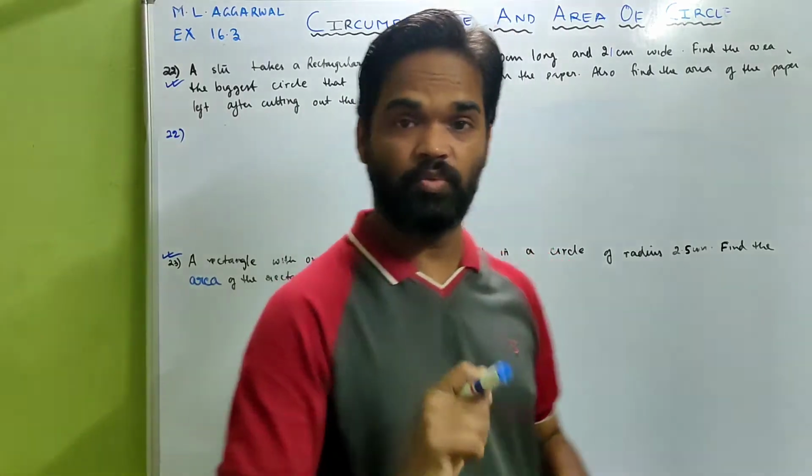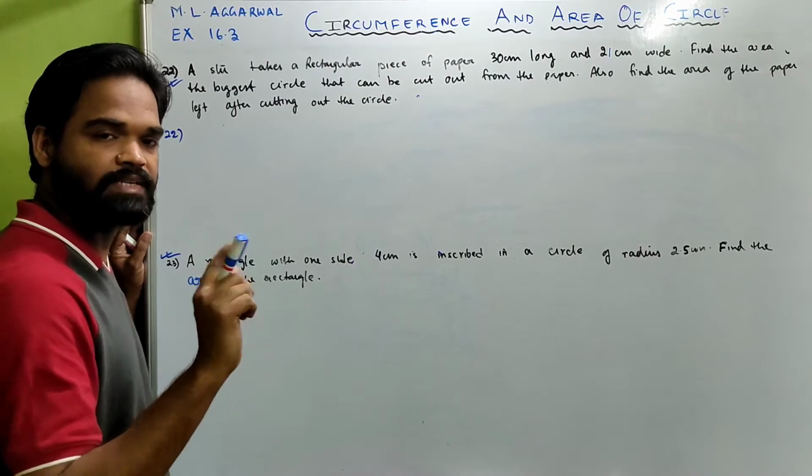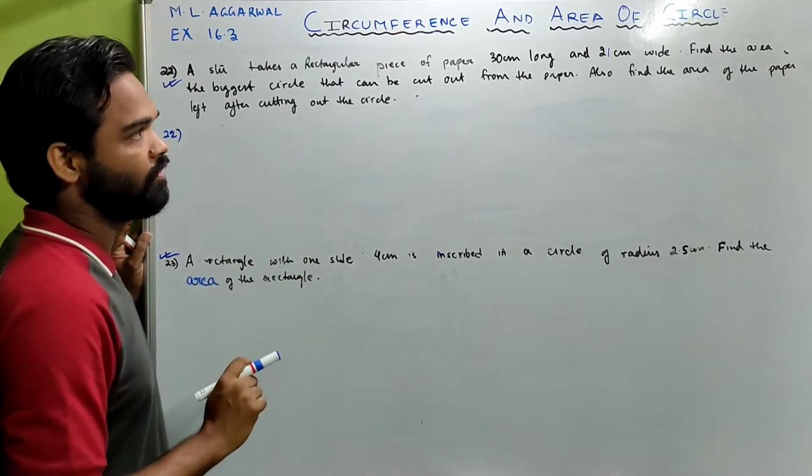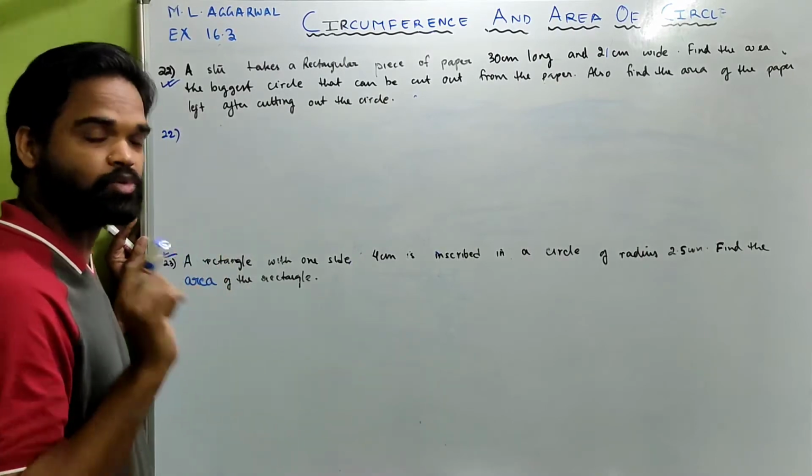Hi kids, in this video we'll continue our discussion from exercise 16.3 from class 9, circumference and area of circle. We have already done till sum number 21. Now let us see sum number 22.